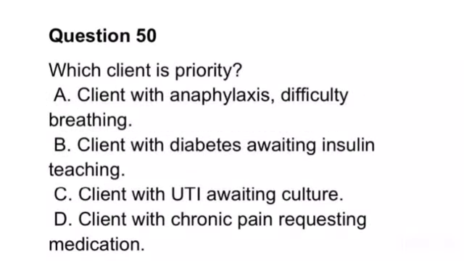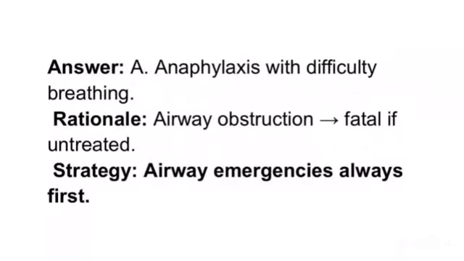Question 50. Which client is priority? A. Client with anaphylaxis, difficulty breathing. B. Client with diabetes awaiting insulin teaching. C. Client with UTI awaiting culture. D. Client with chronic pain requesting medication. Answer: A. Anaphylaxis with difficulty breathing. Rationale: airway obstruction fatal if untreated. Strategy: airway emergencies always first.